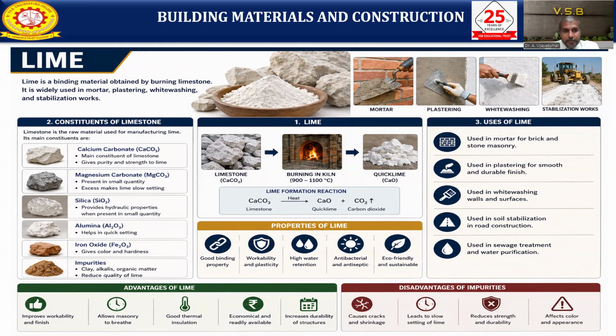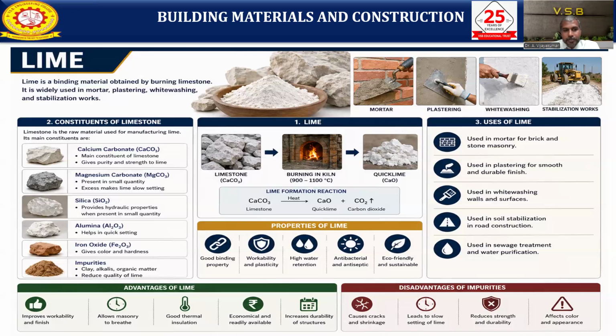So what are the ingredients of limestone? Limestone is the raw material used for the manufacturing of lime. It mainly consists of calcium carbonate. This is the main ingredient of limestone, which gives the purity as well as the strength of the lime. Calcium carbonate is important in our limes. The next ingredient is magnesium carbonate. It is present in small quantity in lime; in excess, it makes the setting time of the lime very slow.